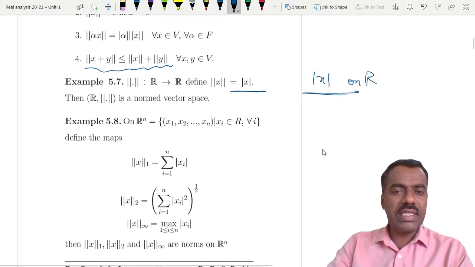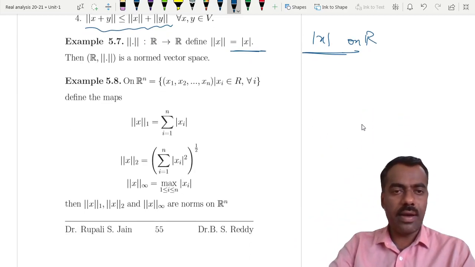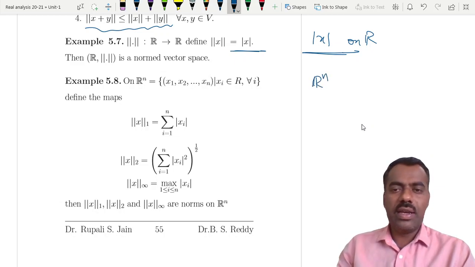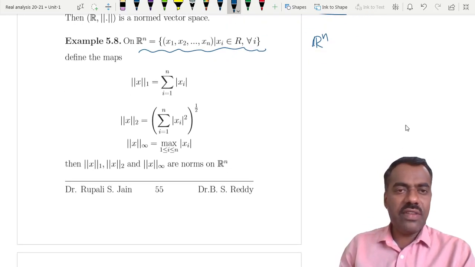Okay, and we'll see some other norms on Rn, and what are called LP spaces. So you take Rn, for example, R2, R3, and so on. How you can define Rn is the collection of n-tuples, where each xi is a real number. Then one can define three different norms.